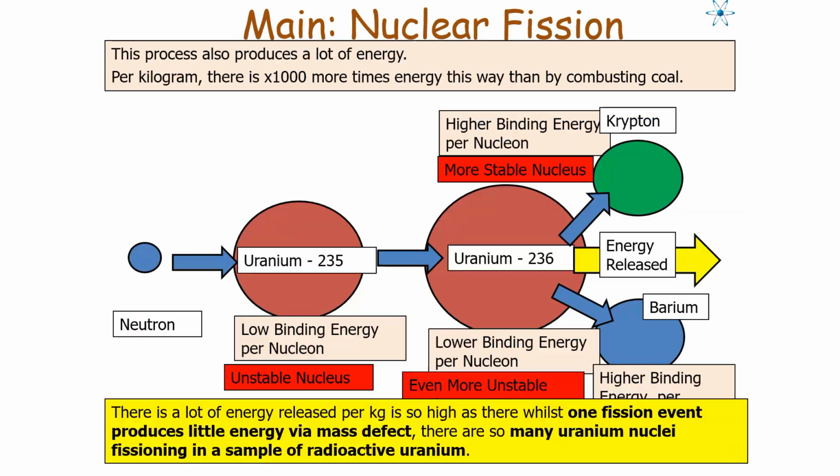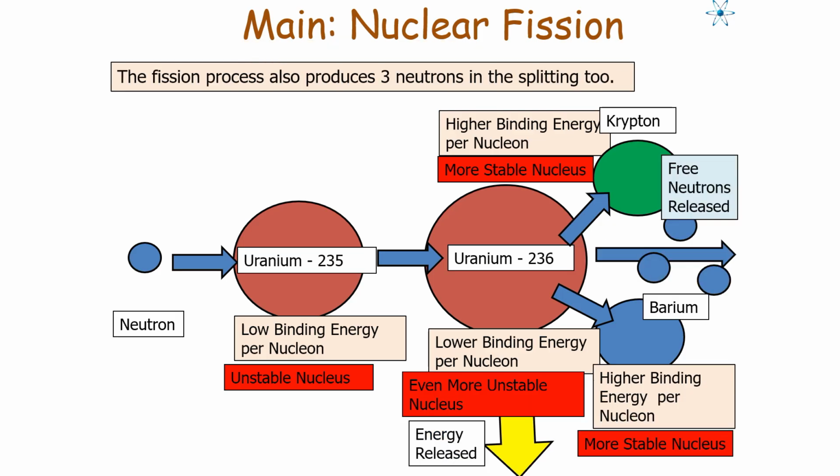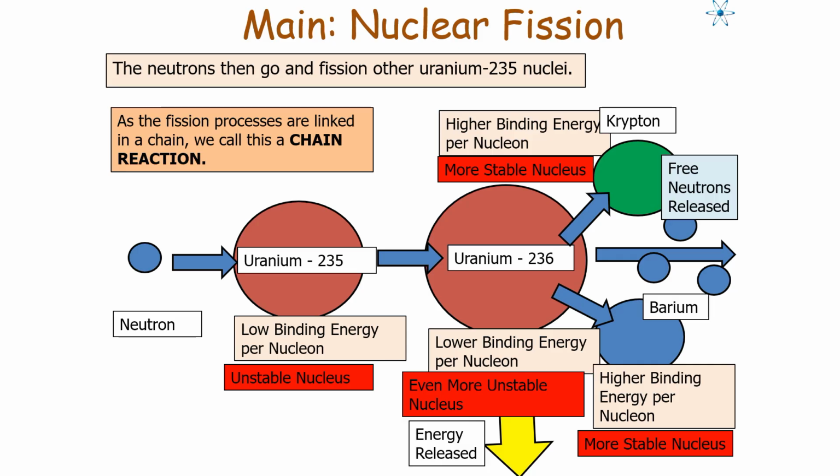Now it's important to note that there's lots of energy released per kilogram in nuclear fission, because whilst one fission event produces little energy via the mass defect, there are so many uranium nuclei fissioning in one sample of radioactive uranium that the total energy released is very large. Now the fission process also produces 3 neutrons when it splits. The fission processes are linked in a chain, because these neutrons will go on and fission other uranium nuclei. We call this a chain reaction.